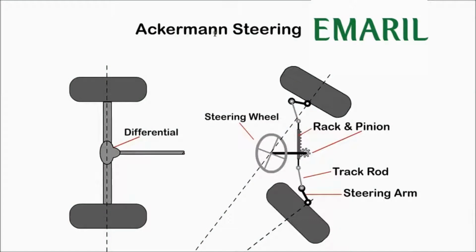Ackermann steering, designed in the 1800s by Rudolf Ackermann, is still in use today. It allows the outer front wheel to turn in a wider circle than the inside wheel. The steering wheel is connected to the rack and pinion, which moves the wheels via the track rods. The track rod is connected to the wheel with the steering arm.